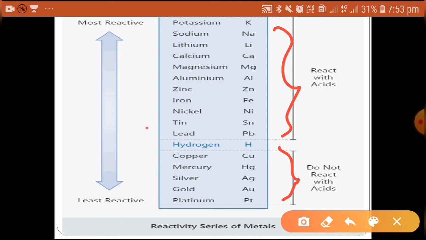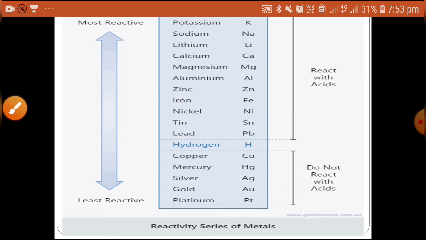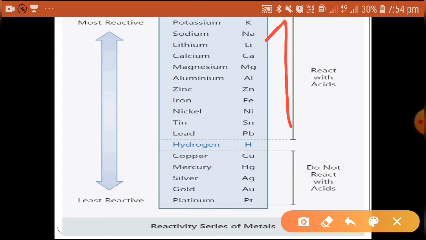Here reactivity increases from bottom to top, meaning potassium is the most reactive, then sodium, then lithium, then calcium, then magnesium, etc. And here reactivity decreases, meaning platinum is least reactive, then gold, then silver, then mercury, then copper. The metals above hydrogen can displace the hydrogen from the acid because they are more reactive. We have seen the displacement reaction in the previous class: the more reactive element displaces the less reactive element in a chemical reaction, which is known as a displacement reaction.